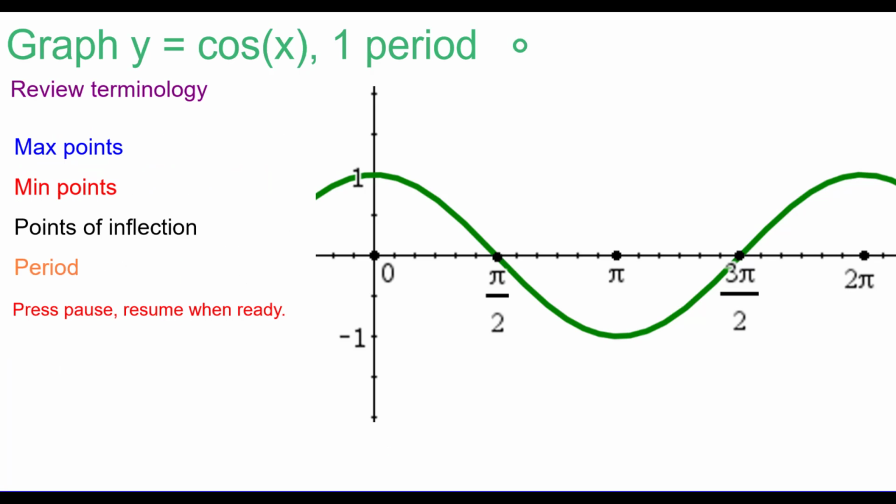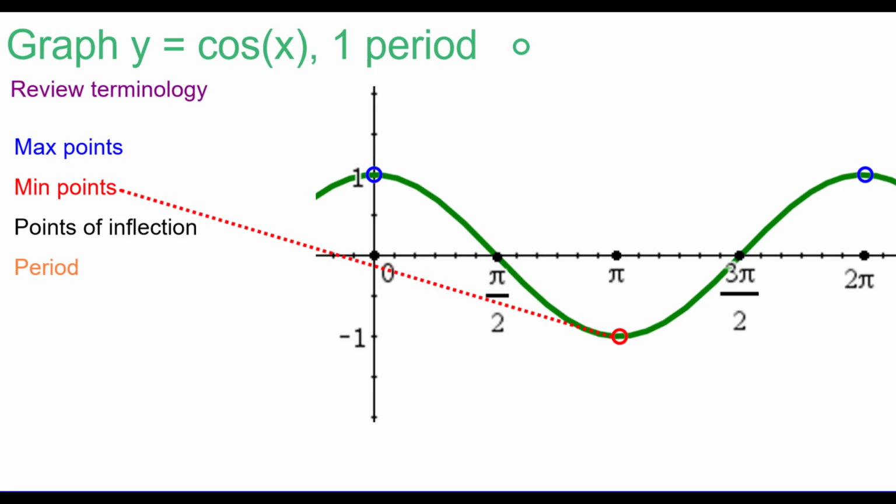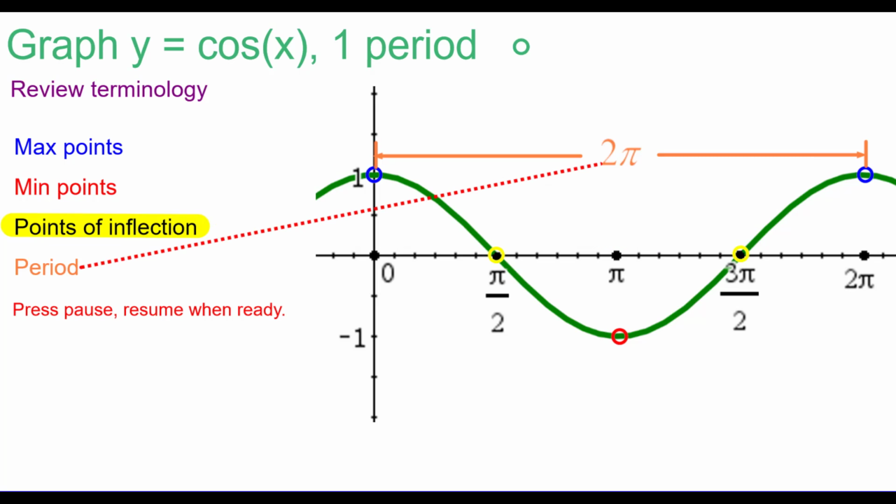Let's review some terminology. First of all, the maximum points are at (0, 1) and (2 pi, 1). The minimum point is at (pi, -1). Points of inflection are the odd multiples of pi over 2: (pi over 2, 0) and (3 pi over 2, 0). Recall that that's where the curve changes concavity. And the period is 2 pi. Press pause, resume when ready.